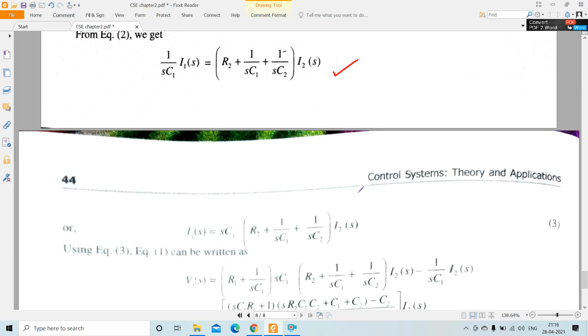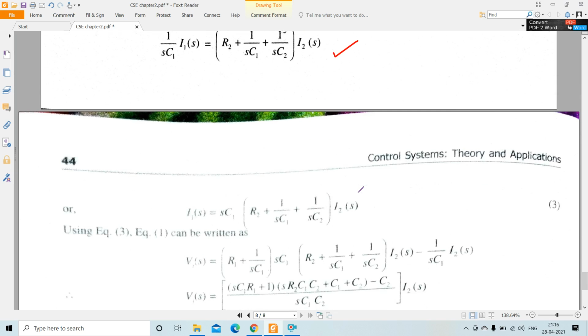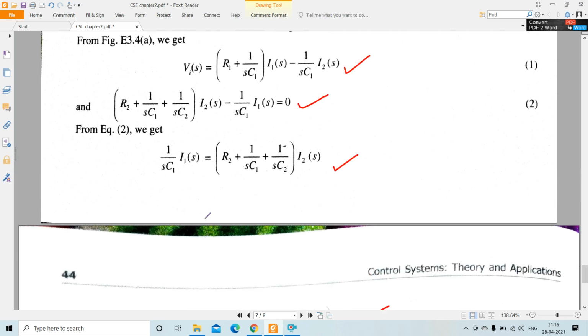See, I1S is equal to this, SC1 is multiplied at this side. So this is multiplied at this side. So using equation 3 and equation 1, equation 1 can be written like this. See, here we found I1S. Okay, so in equation 1 there is an I1S and I2S.